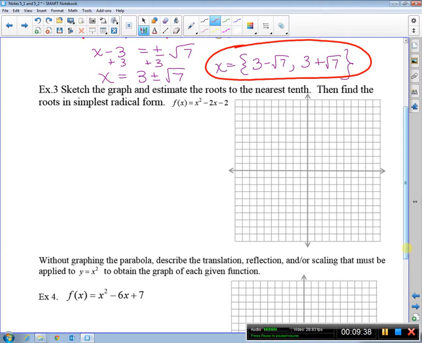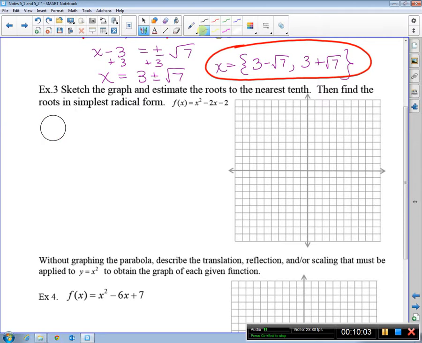Okay, for example 3, it says sketch the graph and estimate the roots to the nearest tenth, then find the roots in simplest radical form. So let's see. I'm going to find my roots in simplest radical form first. So I'm going to take this and set it equal to 0.